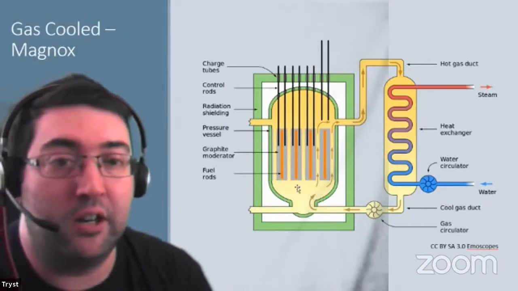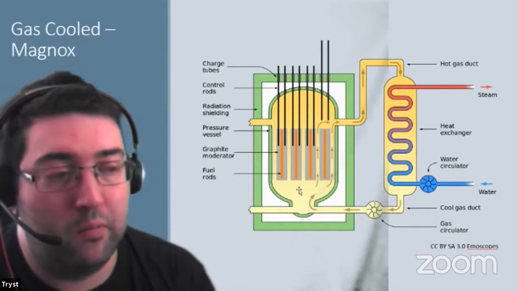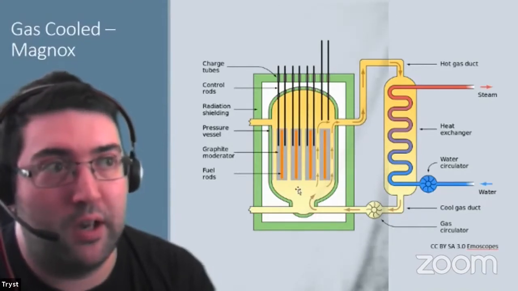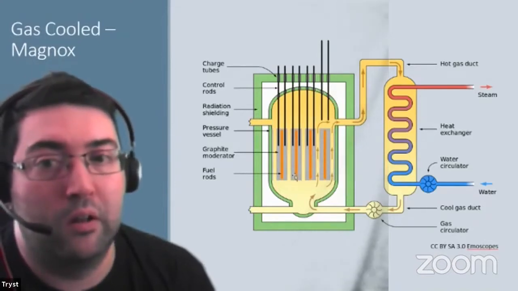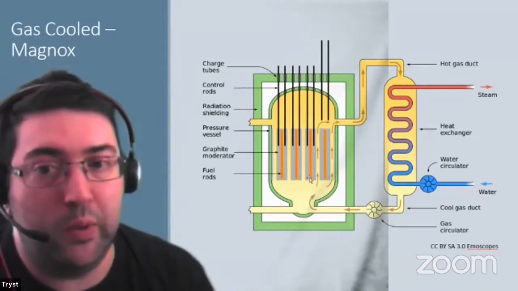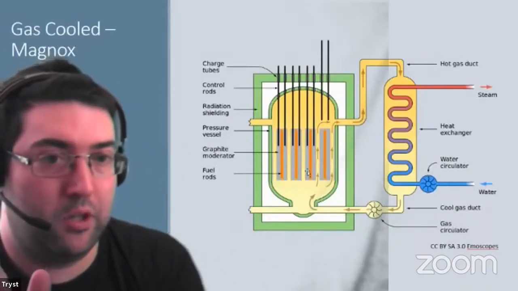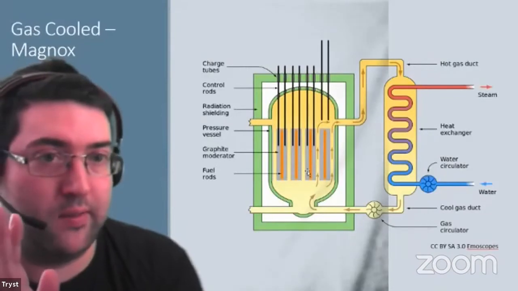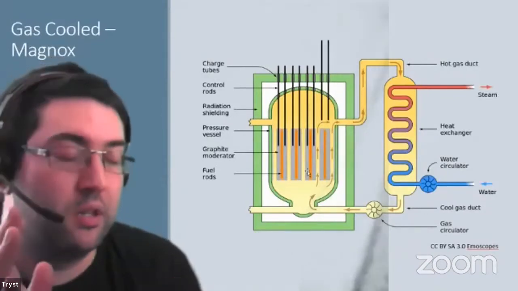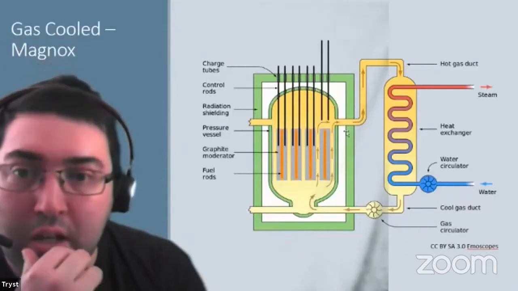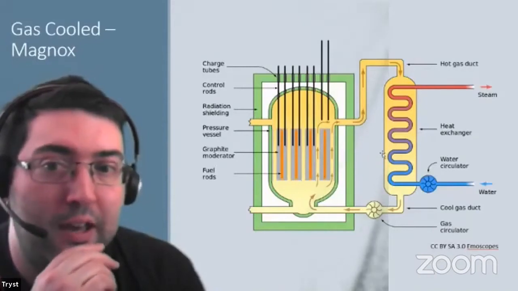Carbon dioxide and carbon in general have a very low probability of capturing neutrons, so it makes a good coolant and a good moderator, because it's got a relatively low atomic weight, and it doesn't collect neutrons. It doesn't capture neutrons very easily, which lends itself to being a good moderator. Magnox was the first generation of power producing reactors in the UK.